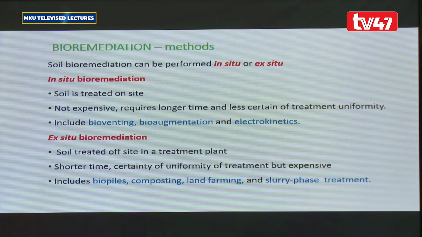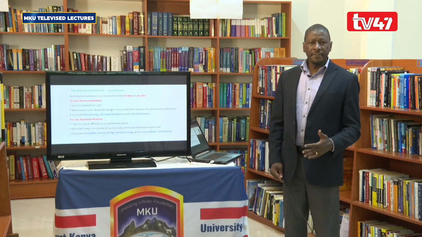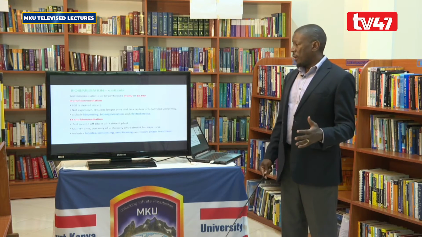So which are the different methods of bioremediation? Bioremediation can be done in two ways. There is in situ bioremediation and ex situ bioremediation. In situ bioremediation is when the soil is treated on-site, while in ex situ bioremediation, the soil is treated off-site, meaning the soil is excavated and transported to a treatment plant where it will be treated and probably be returned.